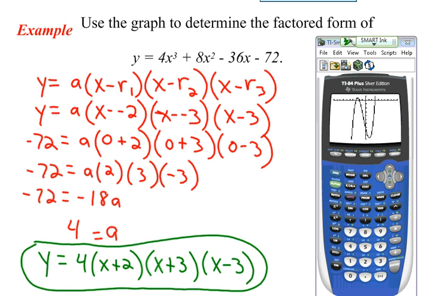So what we have now learned is that one way to factor a cubic function is to graph it, find the roots, use the y-intercept, and then you can write your cubic function in factored form.